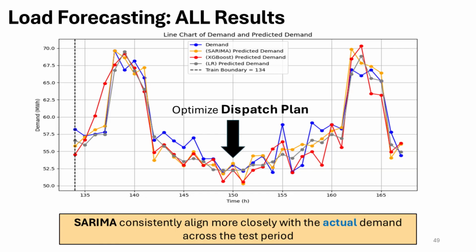Now, why does this accuracy matter so much? Look at the black arrow pointing to hour 150. This represents our designated point for the optimized dispatch plan. If our forecast is off by even a few megawatt hours, our optimization could either fail to meet demand, causing a blackout, or over-allocate expensive gas plants, wasting money. Because SARIMA provides our most reliable prediction, we will use its output for hour 150 as the target demand for our final task, using Gurobi to create the most cost-effective generation schedule.